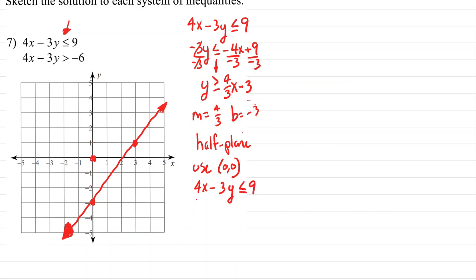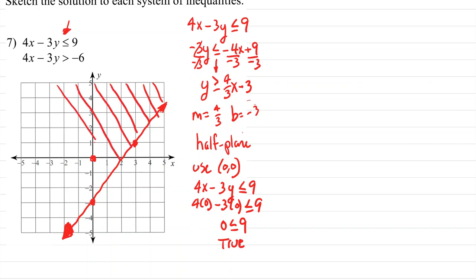All right, x goes to 0, so that gives you 4 times 0. Y goes to 0, so that gives you 3 times 0, less than or equal to 9. So 4 times 0 is 0, 3 times 0 is 0, 0 minus 0 is 0. So 0 is less than or equal to 9, which is a true statement. Since it is true, we're going to shade everything going upwards on this line, in other words, toward 0, 0.